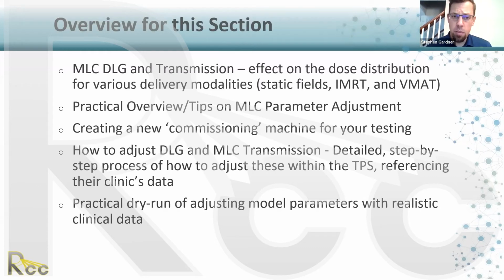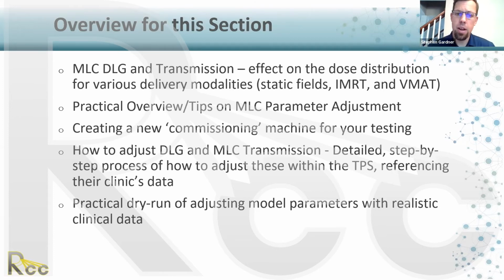So just a little bit of overview for this section. We have the MLC, DLG, and transmission. Again, this is the dosimetric leaf gap, the DLG. We're going to go over what the effect is on the dose distribution for the various delivery modalities. So this includes static fields, IMRT, and VMAT. And when I talk about IMRT, I'm speaking in terms of static gantry IMRT, so it's like sliding window delivery. And then I'll just provide some practical overview and tips on MLC parameter adjustment. This is just from my experience, not necessarily from a specific task group report. Hopefully this info helps you.